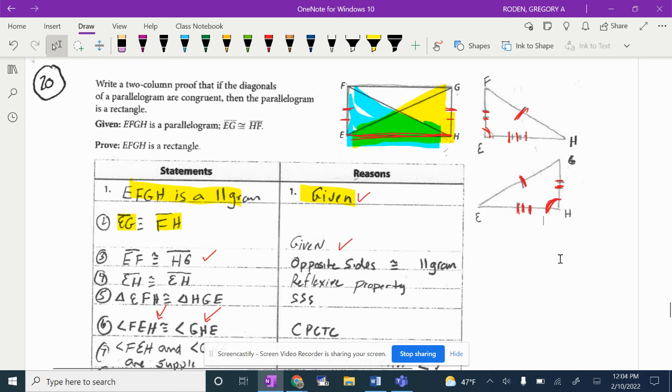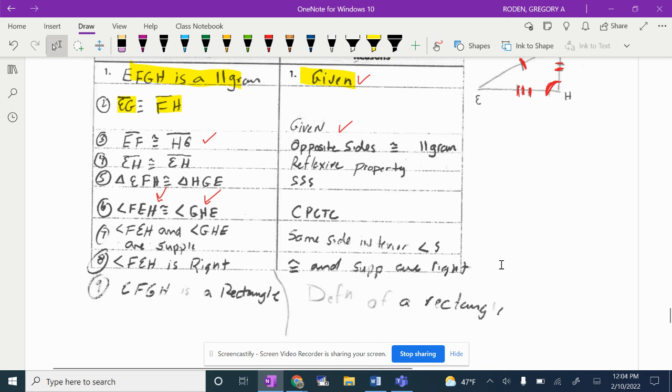Now, what do I mean by that? FEH, this angle right here, and GHE, these two angles here, are supplementary because this is a parallelogram and same side interior angles are supplementary. So this angle right here and this angle right here are supplementary, but they're also congruent to each other.